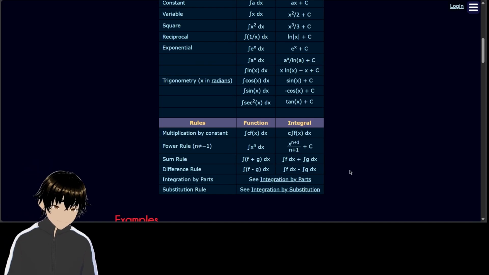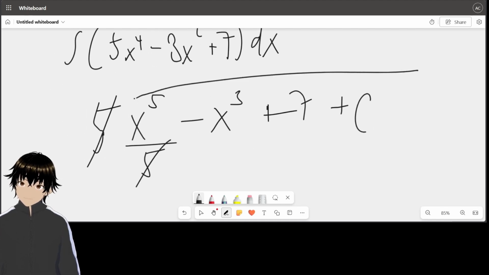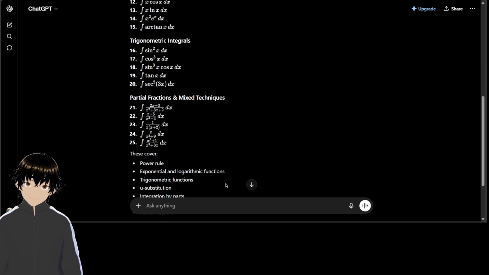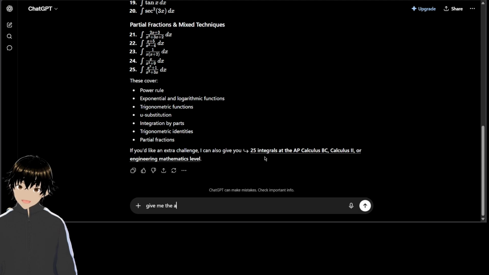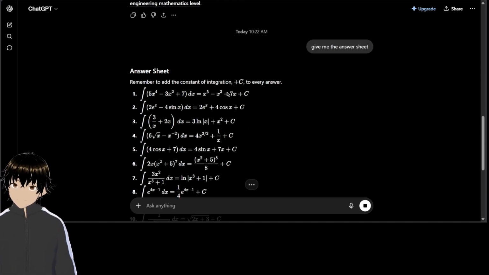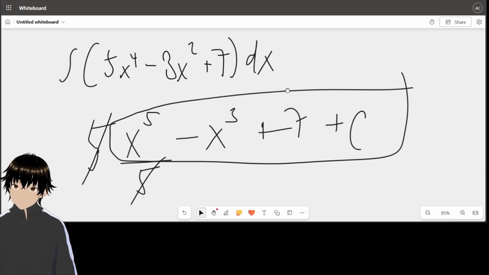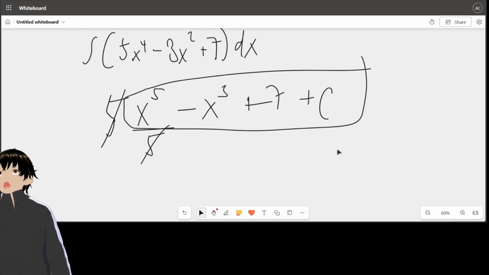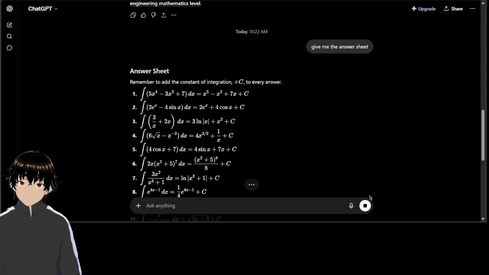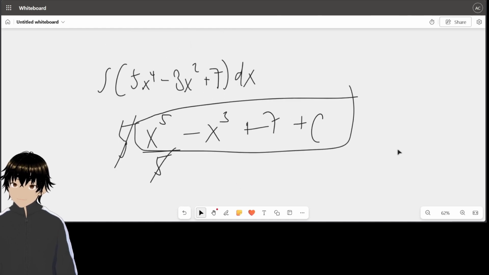Let's see. I believe this is the answer. Let me just check if that's correct. Give me the answer sheet. As all you may know, I don't really have much of a solid idea of integration, but you know, you try and learn, just trial and error. But it looks like I'm correct on this. So let me go back and let's go to the next question.